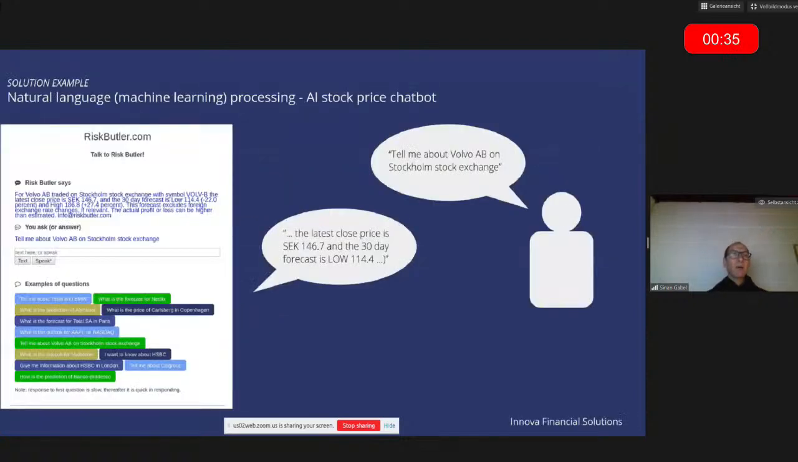Here's an example of natural language processing. We did a chatbot that could take a question in either as speech or as text. And here's an example where you say, tell me about Volvo AB on the Stockholm Stock Exchange. And then the system interprets the text, and it knows that Volvo AB, okay, that's a stock.